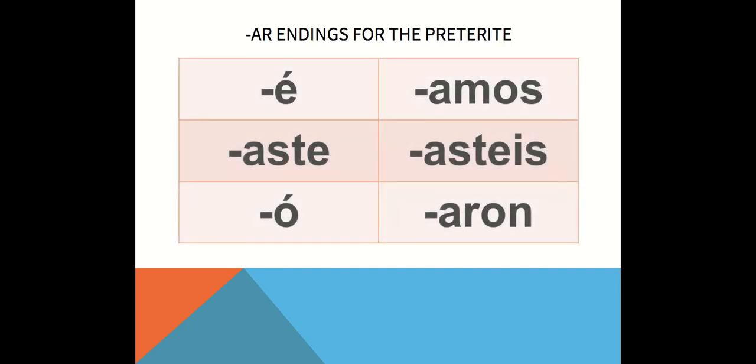So here's your AR endings. It's pronounced é, aste, ó, amos, aistis, aron. Notice there are accents in the yo form and the él/ella/usted form. Please take notice, one, there's no accent in the vosotros, and two, yes, the él/ella/usted form ends in an o. I know we're used to the yo form ending in an o, but it is the él/ella/usted form that has that o ending, and don't forget your accents.